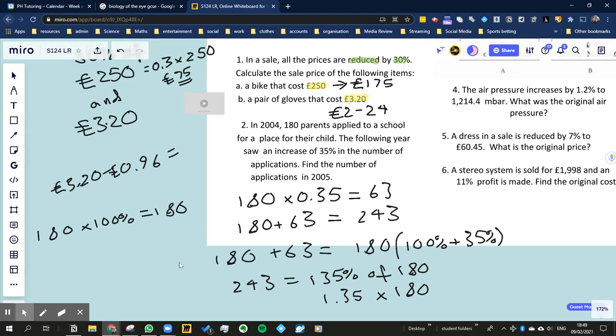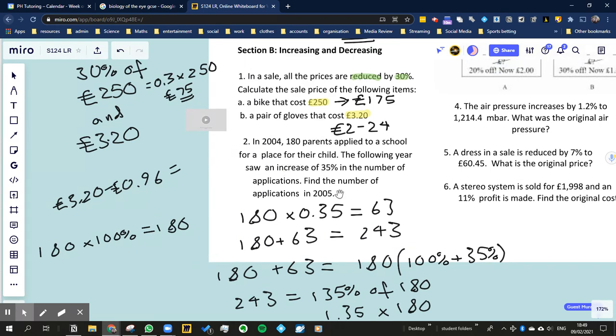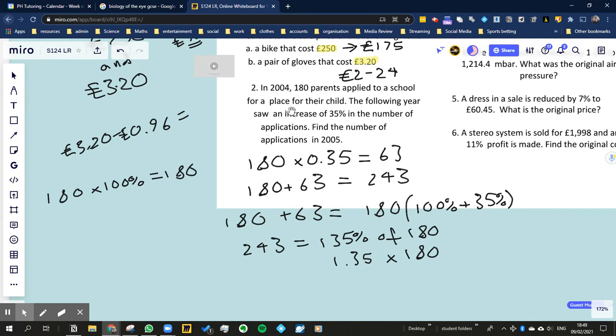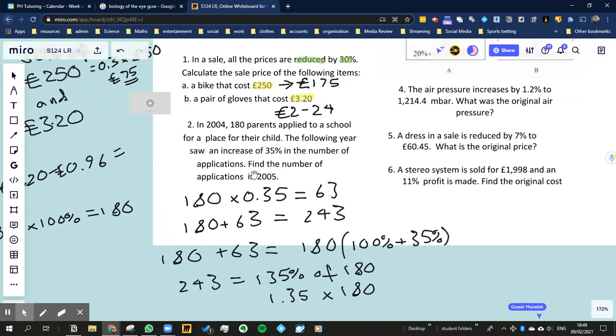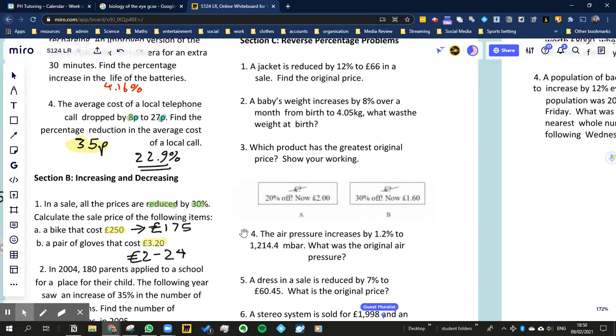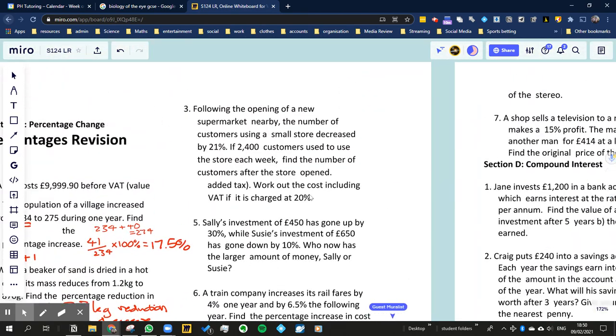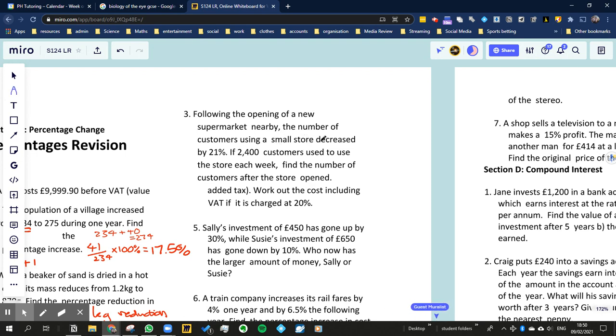So what about if it's a decrease? Question one wasn't a decrease. Let's see if we got one that's a decrease. There you are, this is a decrease. So let's have a look at this one.